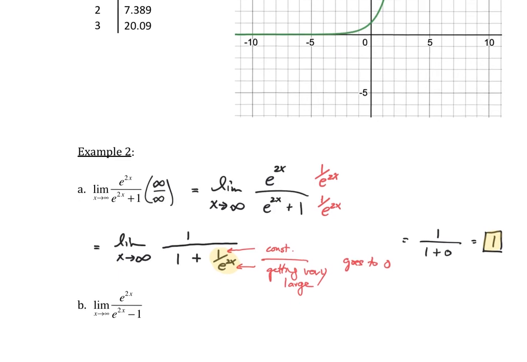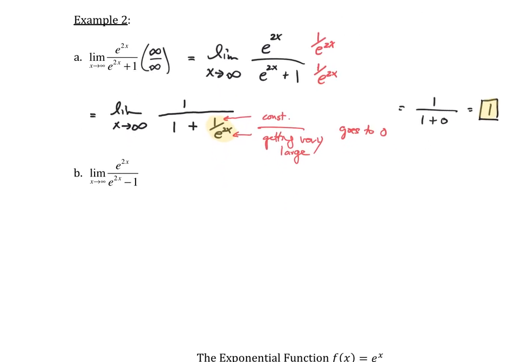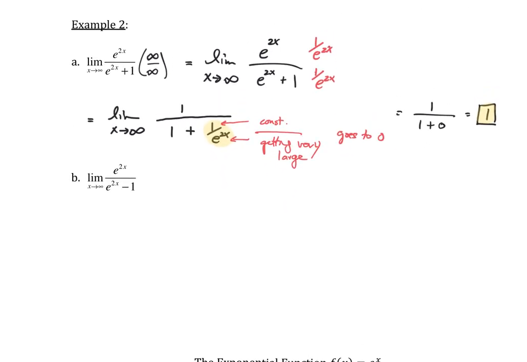Let's take a look at 2b now. 2b looks pretty similar. When I plug in infinity for the e to the 2x, the numerator is still going to be infinity. The bottom is going to be infinity minus 1. Infinity minus 1 is still infinity, right? If you took a very large number and you subtracted 1, basically nothing happens. So we get infinity over infinity again.